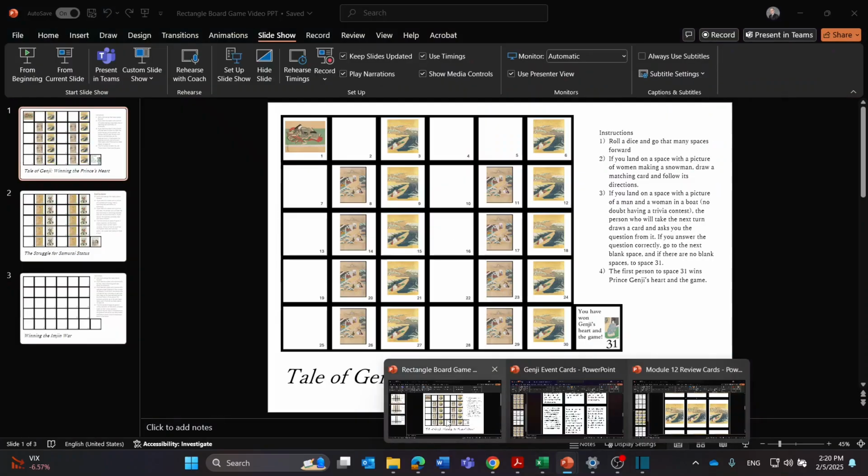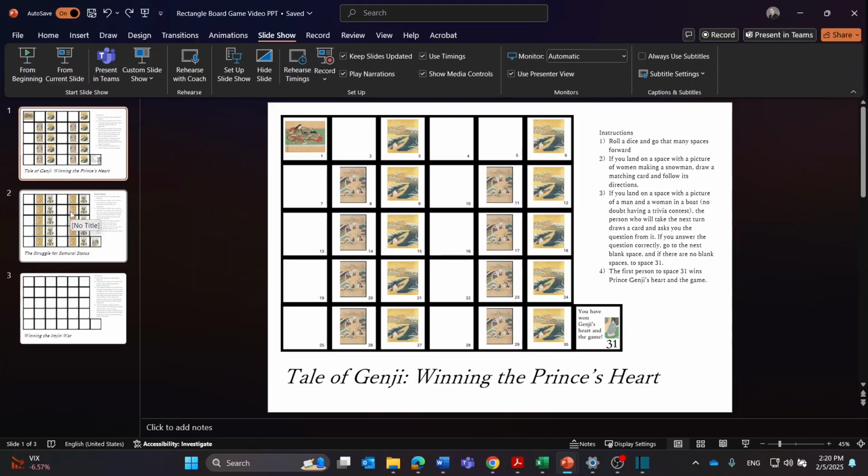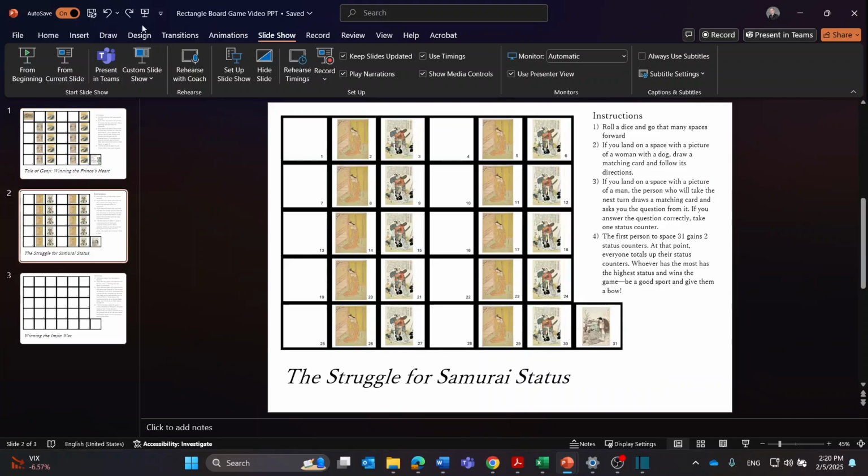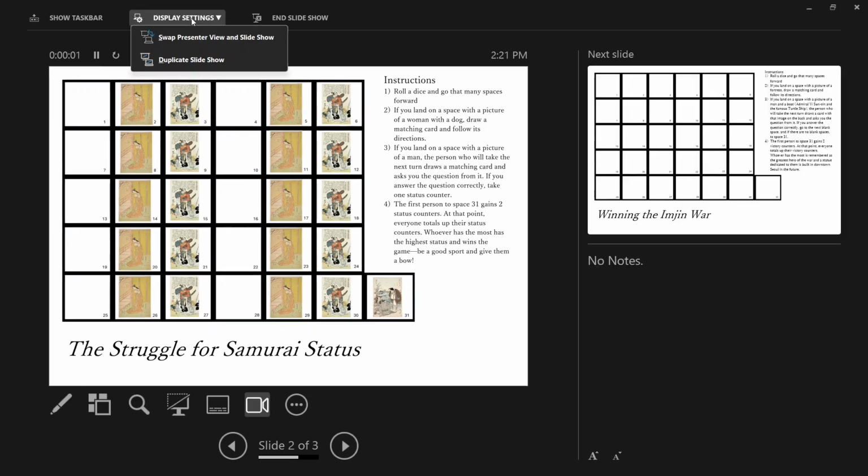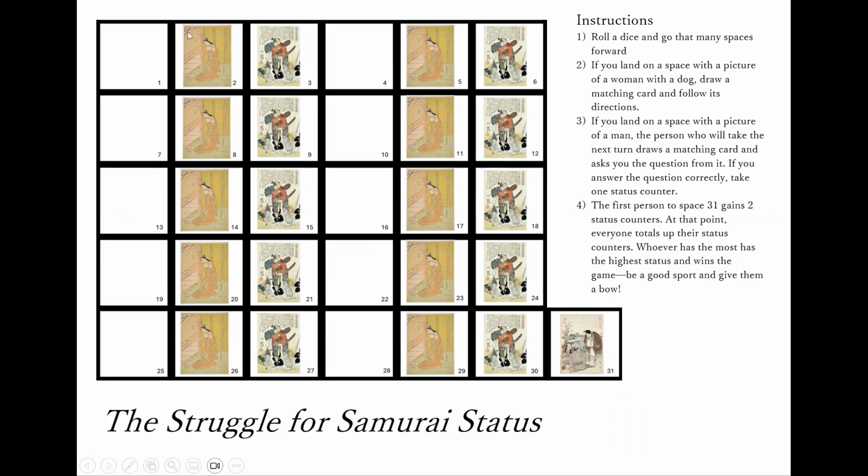So I do want to just talk about very briefly another way you can do this. In this game, which is slightly different, the focus is on the samurai. It's called The Struggle for Samurai Status. This was connected to a series of lectures I gave where I talked about how the status system in Tokugawa Japan was very important, and there were all these rules about how samurai were supposed to behave.